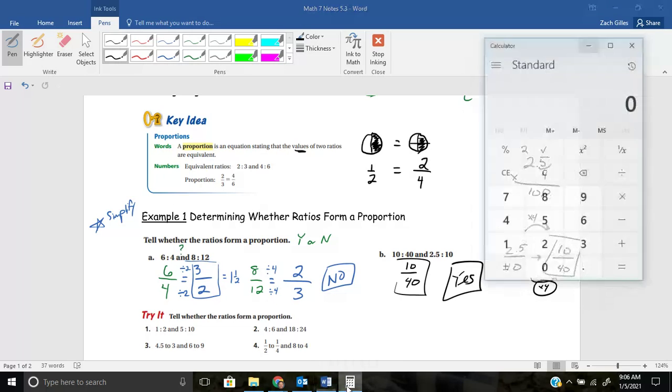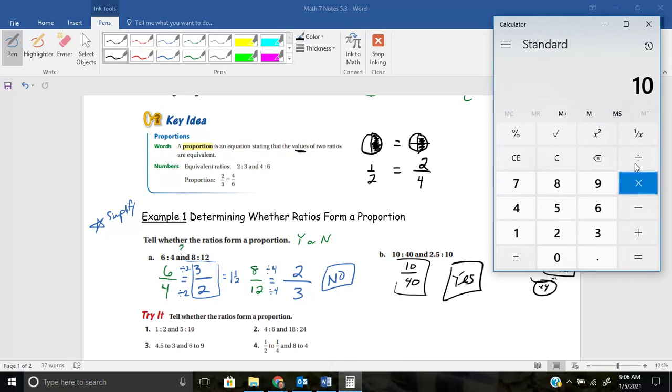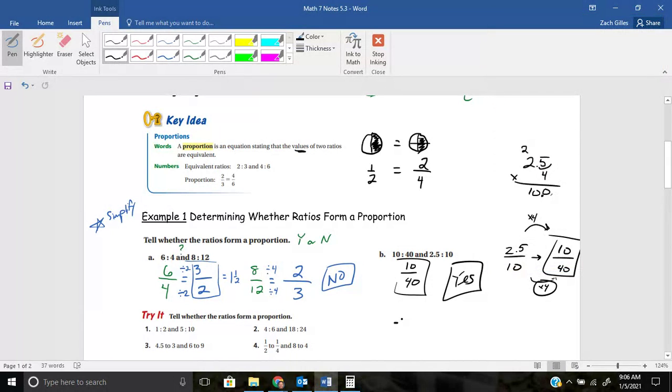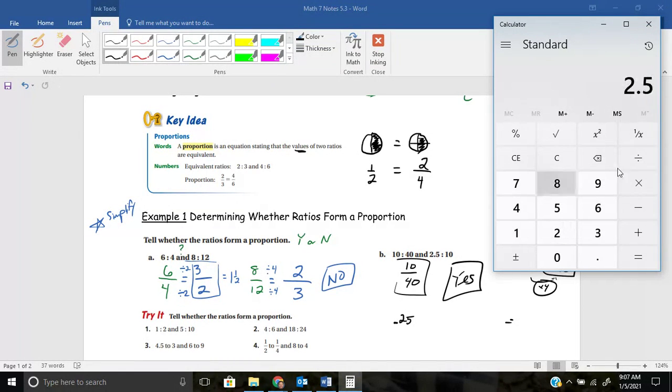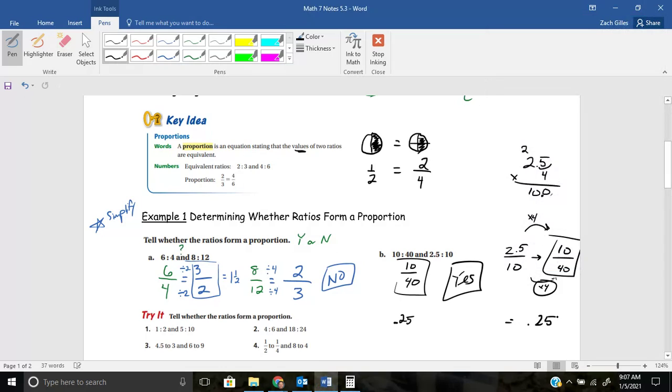Again, if you wanted to double check that with the calculator, you could. 10 divided by 40 is 0.25, right? And 2.5 divided by 10, well, you just have to move your decimal, is also 0.25. Okay, so yes, those definitely form a proportion. Those two ratios have the same value.